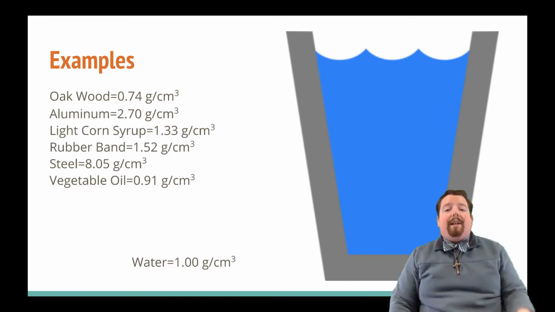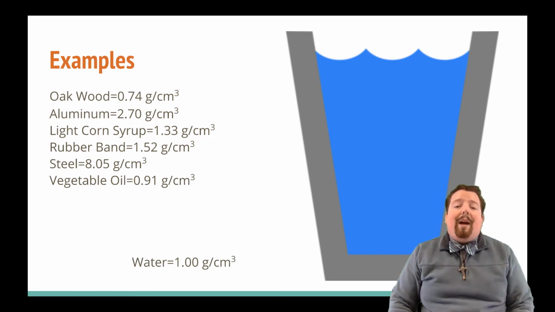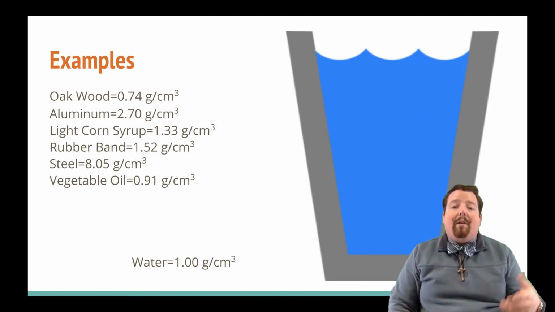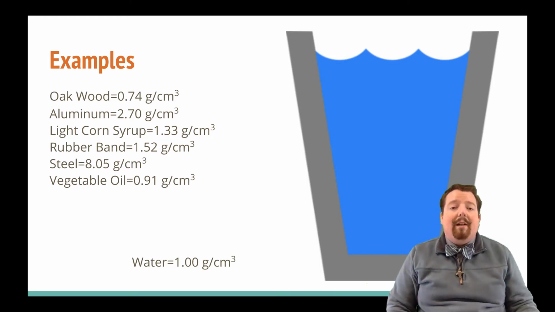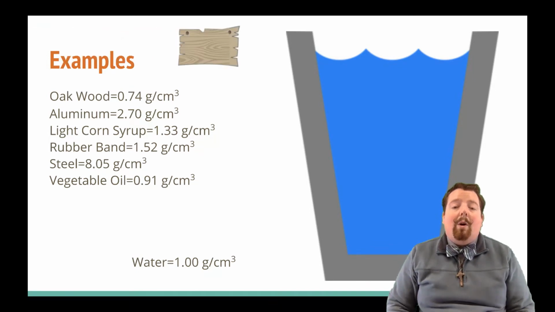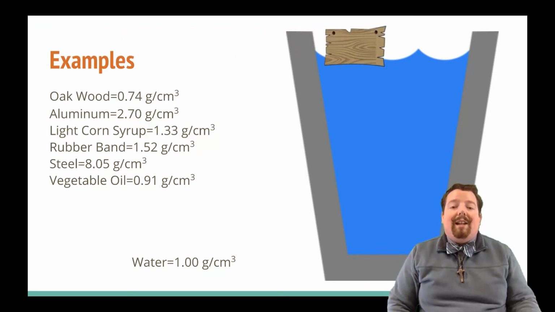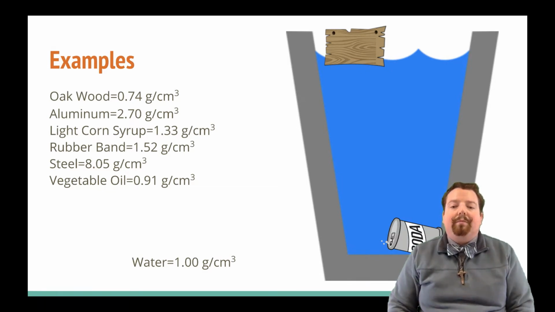Now that we know the unit for density, let's look at some examples. If we have a container of water whose density is 1 gram per cubic centimeter, we can place various items in the water to see if their densities are greater or less than the density of water. So if we put a piece of wood in the water with a density of 0.74, would you expect it to sink or float? Well, hopefully it's going to float since its density is less than the water. An aluminum can whose density is 2.7 would definitely sink because its density is greater than water's.